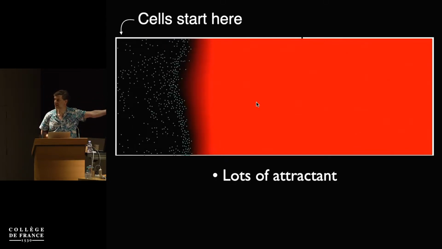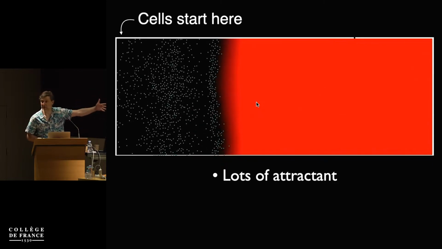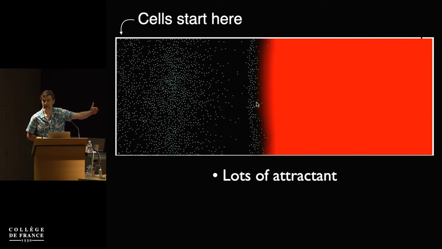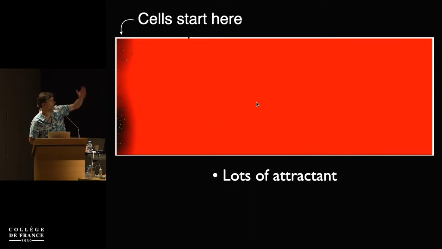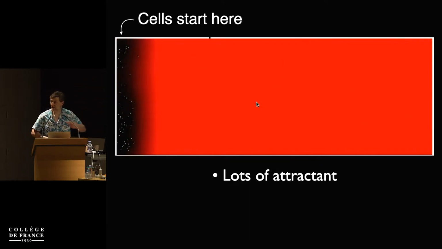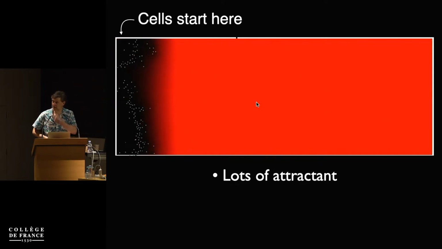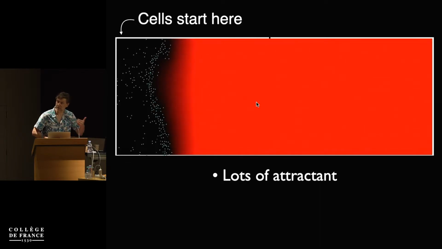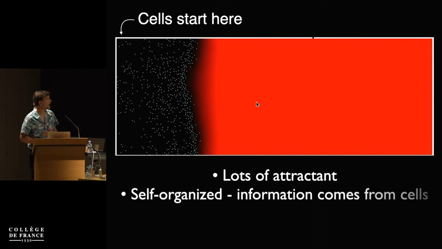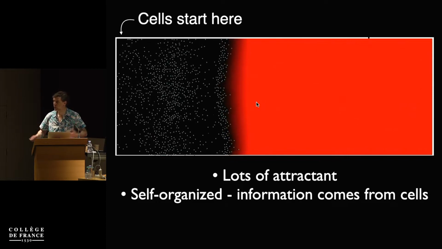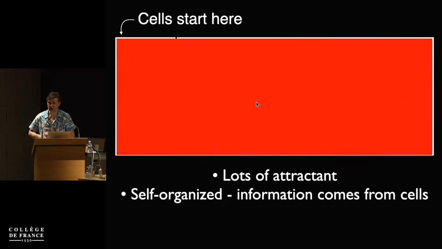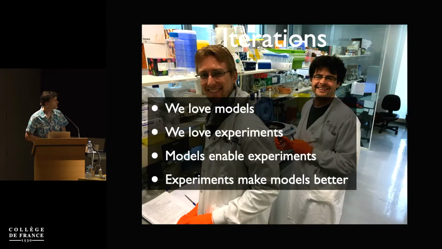Anyhow, you see the point in this experiment. There's lots of attractant. The attractant is saturating. The attractant being saturating is what makes the wave, because any cell that gets a little bit ahead is then in too much attractant to be directed, so it hangs behind. And it's totally self-organized. All the information here is coming from the cells and where the cells are.